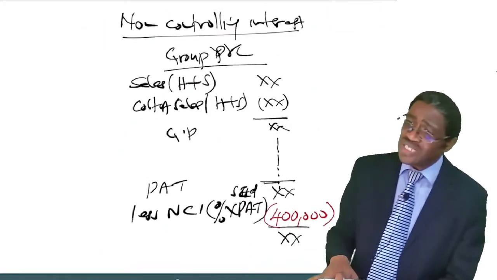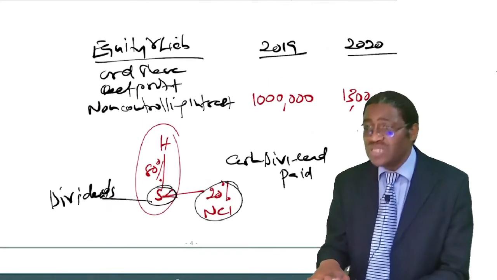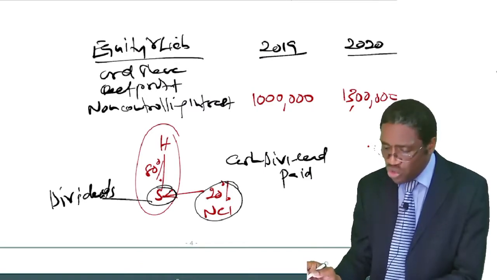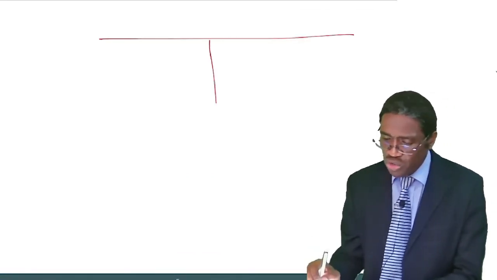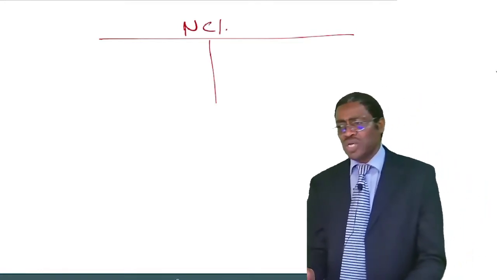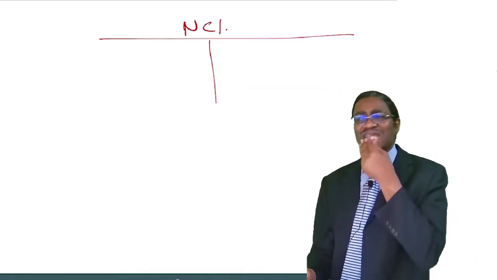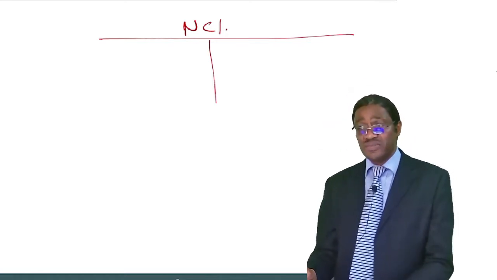To determine the cash dividends paid to the non-controlling shareholders, again, we shall be opening an account called non-controlling interest. We prepare an account called non-controlling interest, and again you feed in everything in this account. There will be a balancing figure, and that balancing figure automatically again will represent the cash dividend.